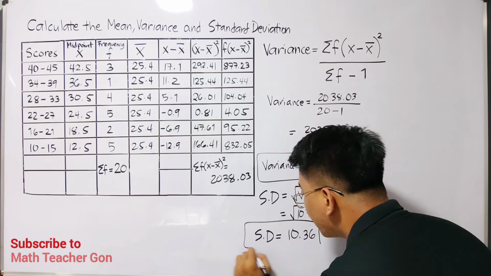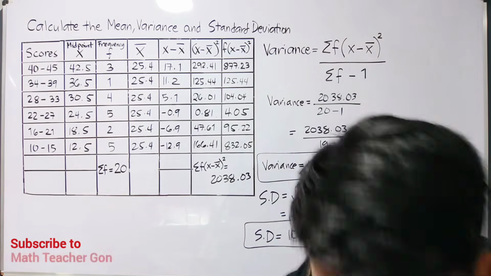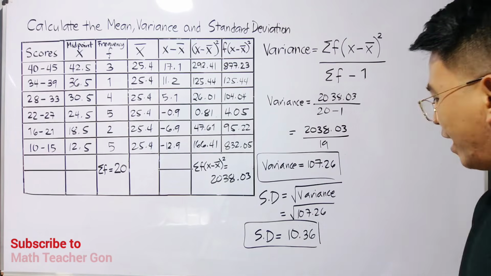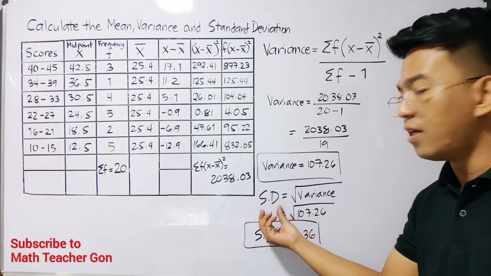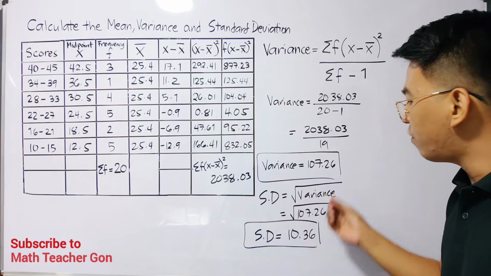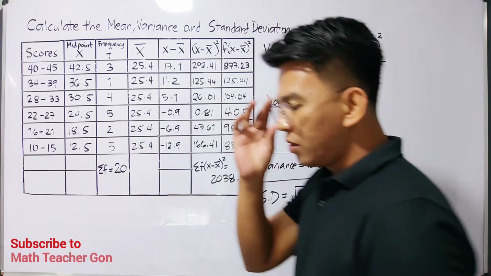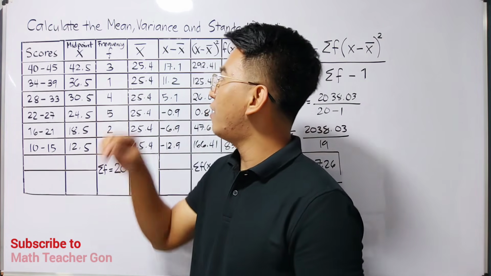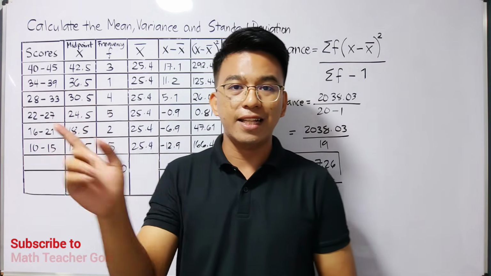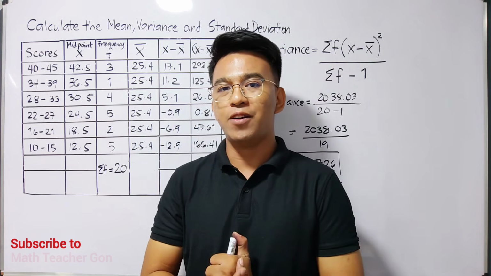And this is the final answer for that. So, mahaba yung way natin, guys, di ba? Again, after getting the variance, para makuha mo yung standard deviation, simply get the square root of it. And that's it, guys. So, I hope, guys, na you learned something from this very long video on how to calculate the mean, variance, and standard deviation of a group data.